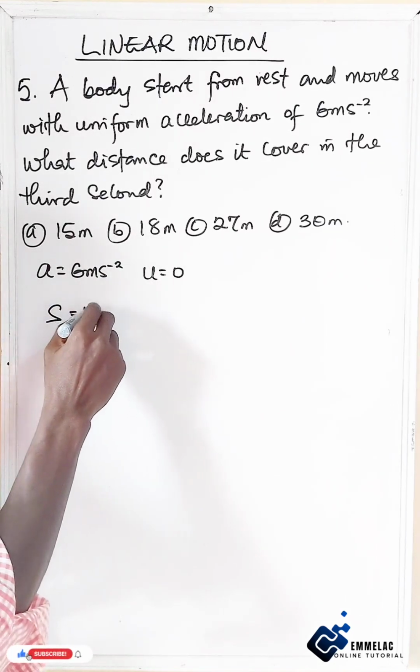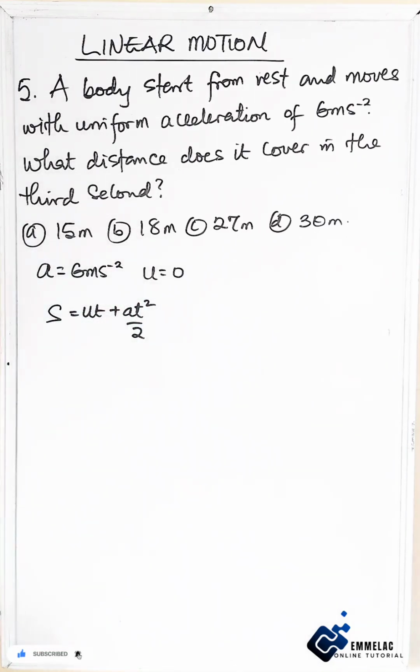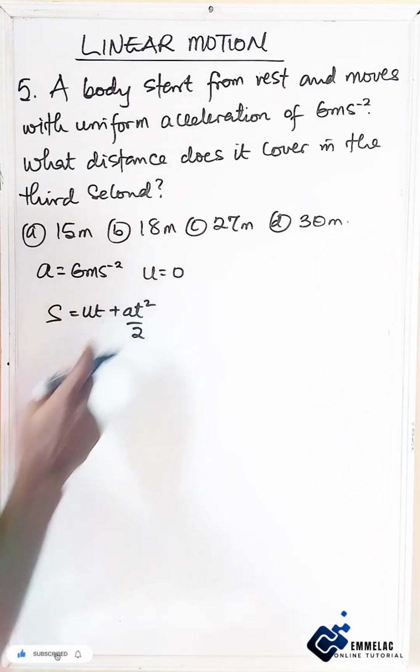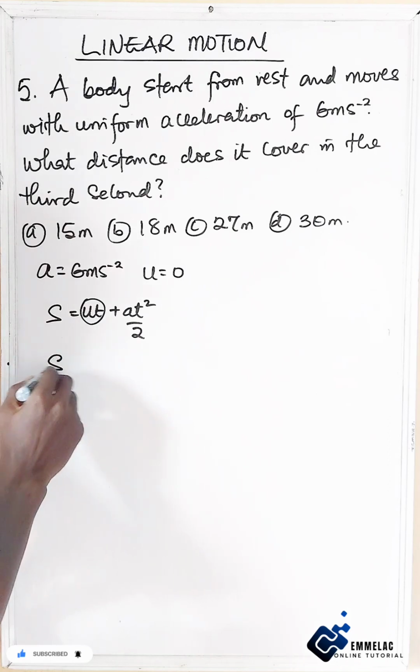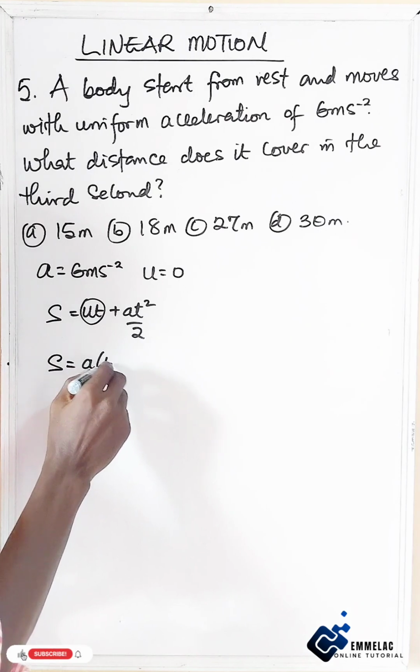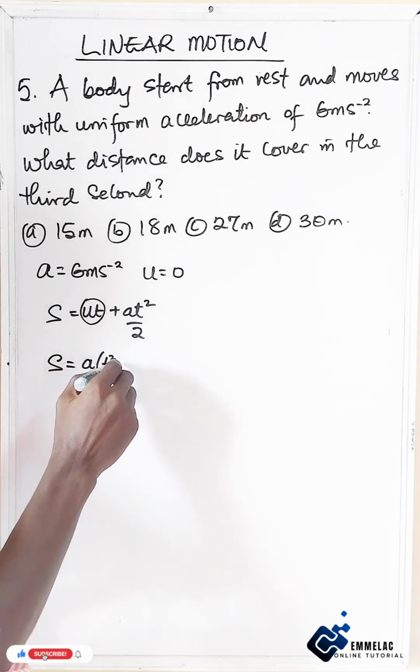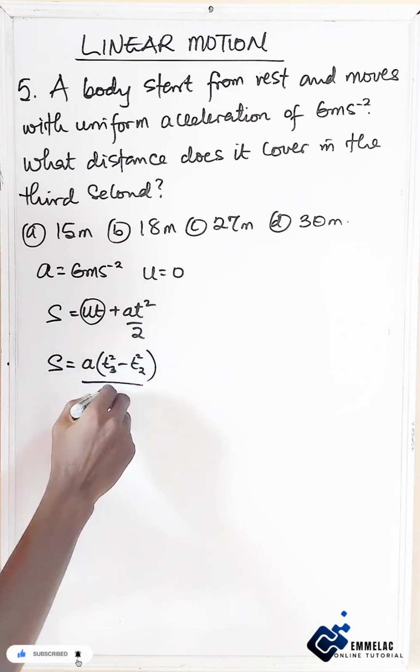s equals ut plus at squared all over 2. Now we're going to make use of this equation here. Okay, so the time here is written, I said it's within the third and the second. All right, and our u here is 0, which implies the whole of the product ut will be 0. So our s will now be a, then here you have a t for the third second squared minus t for the second squared all over 2.